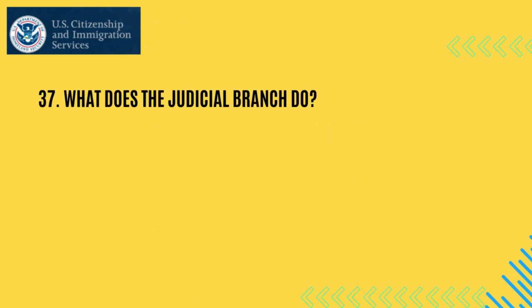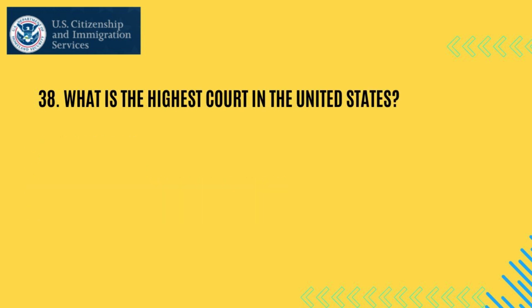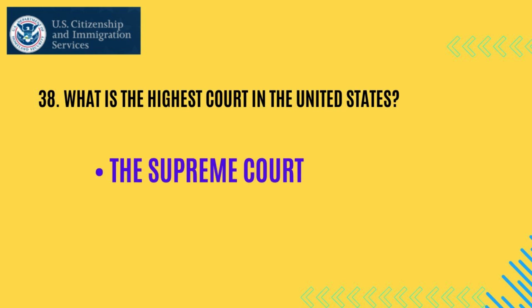37. What does the judicial branch do? Reviews laws, explains laws, resolves disputes, disagreements, decides if a law goes against the Constitution. 38. What is the highest court in the United States? The Supreme Court.